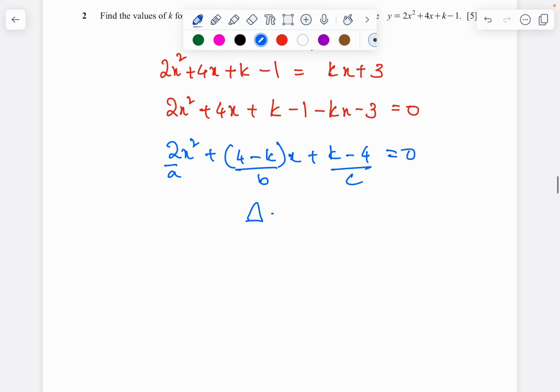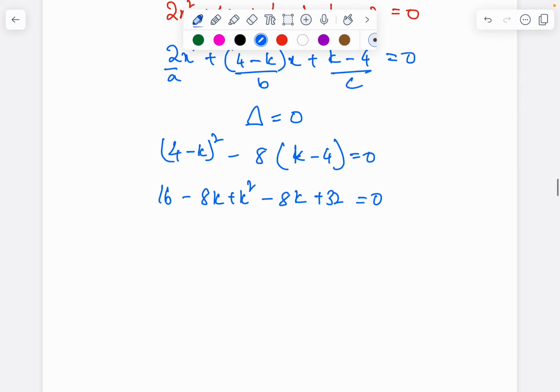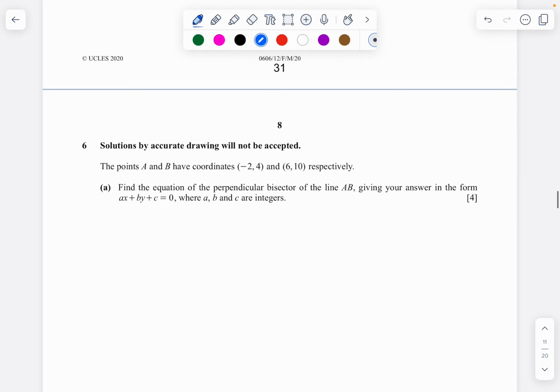So discriminant is equal to 0. So (4 minus k) whole square minus 4 times 2 is 8, I will directly take it as 8 times (k minus 4) equal to 0. So 16 minus 8k plus k square minus 8k plus 32 is equal to 0. I simplify and get k square minus 16k plus 48 equal to 0. So (k minus 12)(k minus 4) equal to 0, k equal to 12 or 4. 4 or 12 is our answer.